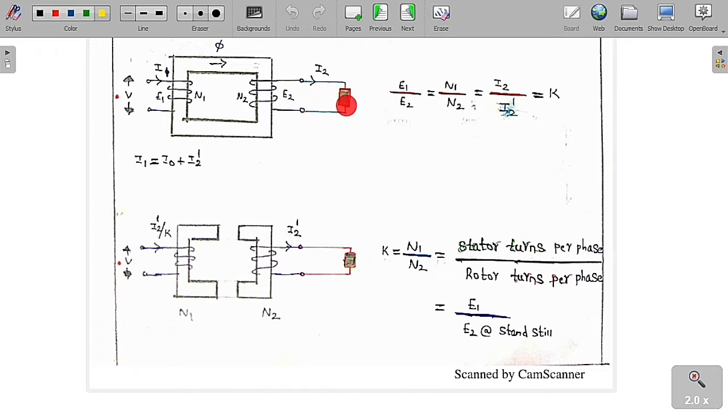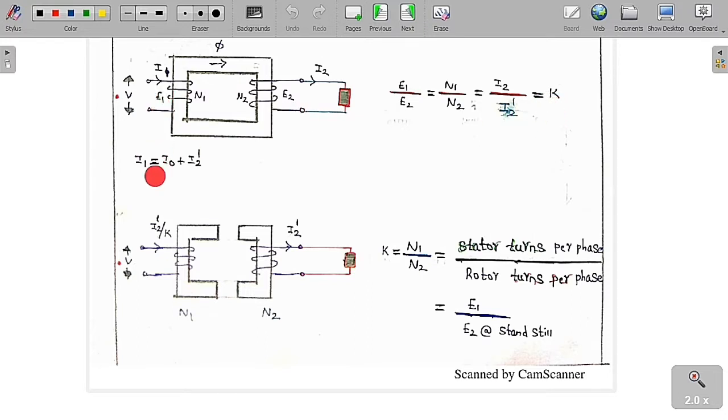As we connect the load to the secondary winding, it is going to drive a current I2 in the secondary, I1 is the current in the primary, and phi is the flux in the core. As I have already told you, E1 by E2 is equal to N1 by N2 is equal to I2 by I2 dash. This is a very important formula. This is not I1, this is I2 dash. The transformation ratio, or turns ratio, primary by secondary, is K.